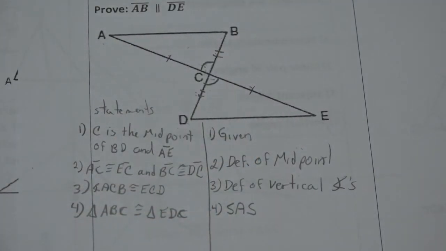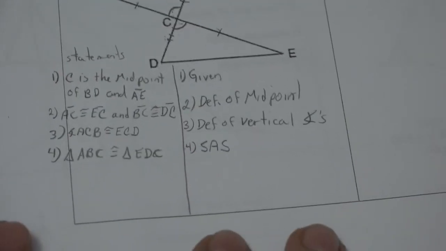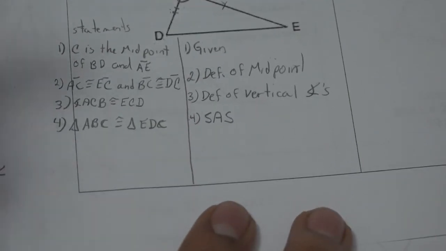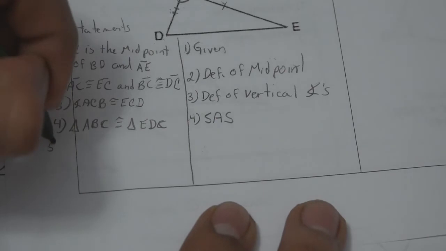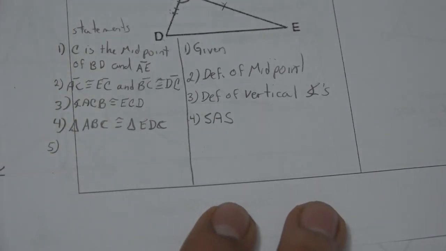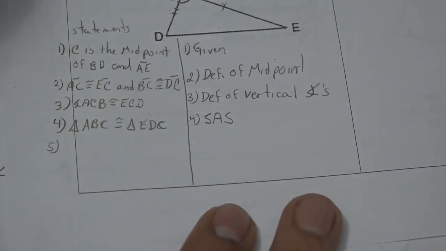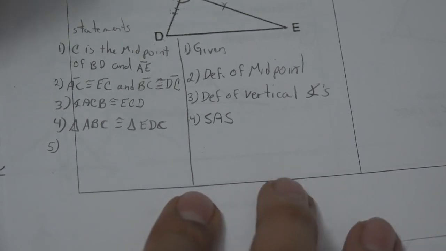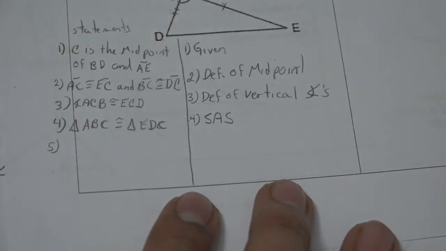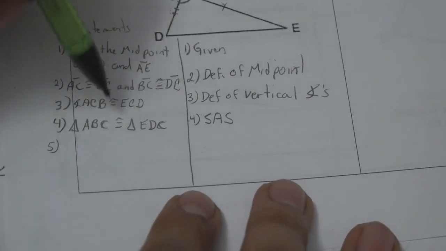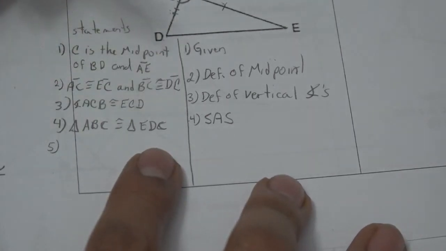See? Starts to make sense how to write the proofs? Then I will explain to you a different way of writing proofs. Alright, my statement number 5. What else can I say? I can say, remember what I'm supposed to prove, that AB is parallel to DE. So I proved this triangle is congruent.